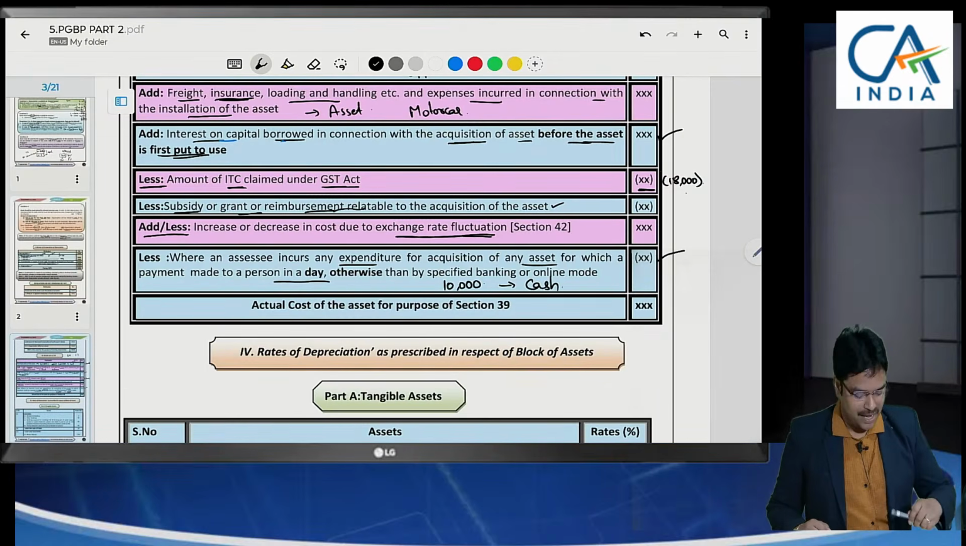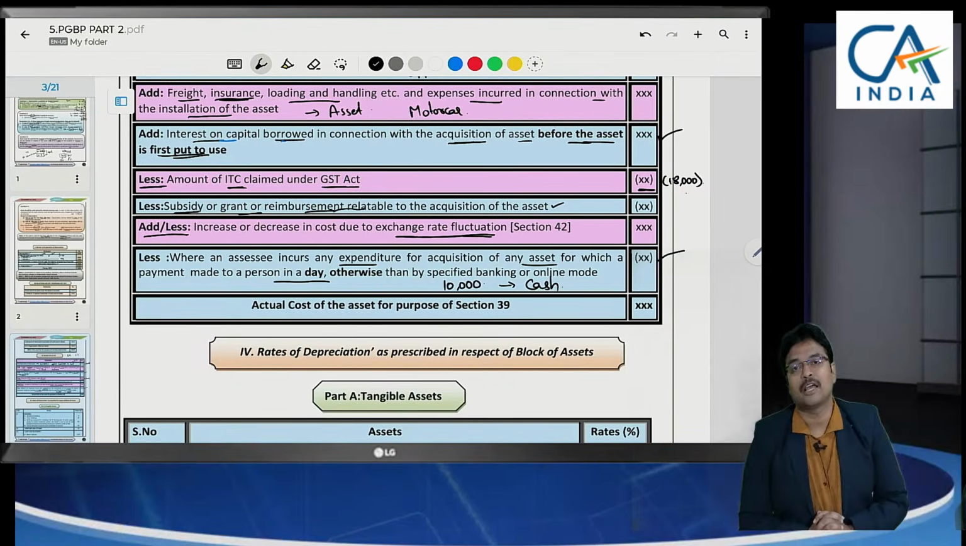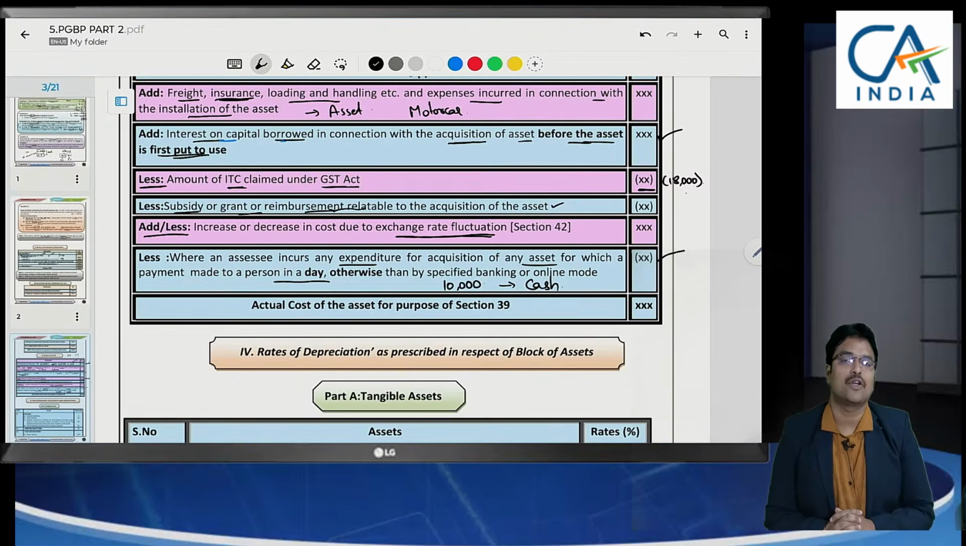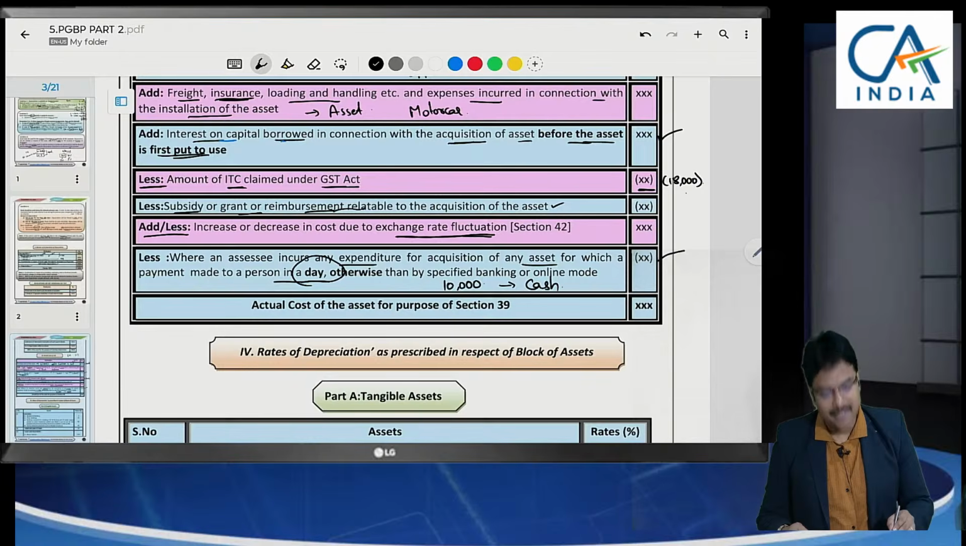That means if you purchase the asset on credit basis and make further payment in cash, you cannot claim deduction. How much cash payment is permissible? 10,000 rupees only. In excess of 10,000 in a day. Sir, per day 10,000, 10,000, 10,000, I have made a 1 lakh payment. Am I eligible to claim depreciation? Yes. Here the 10,000 limit is fixed in a day.